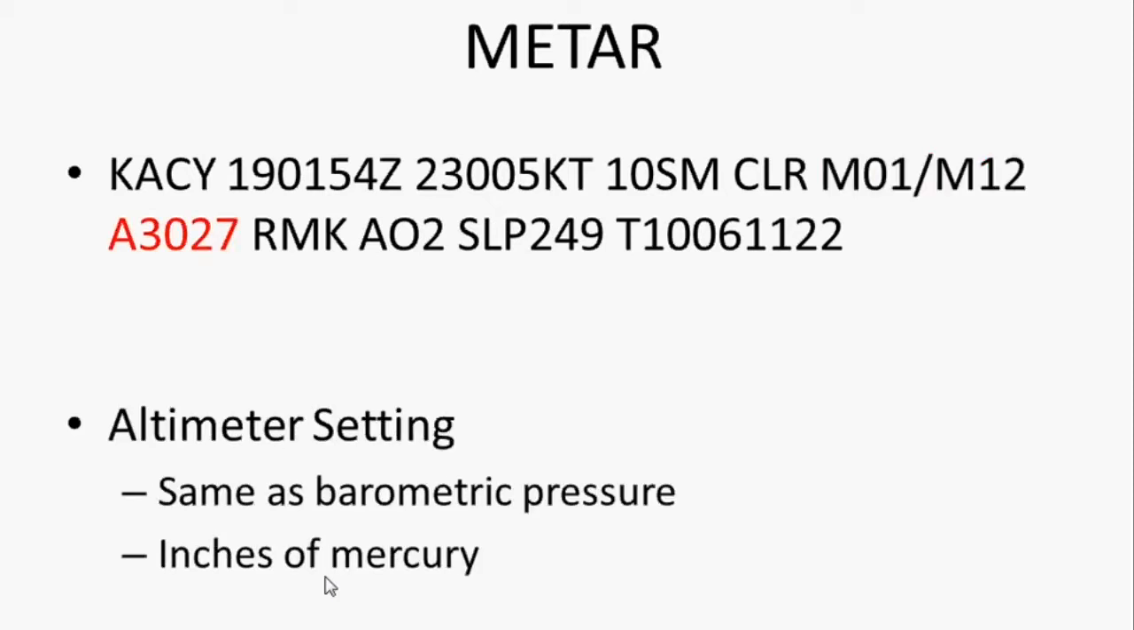Next block of information is the altimeter setting. This is the same as the barometric pressure in inches of mercury. Now, the first letter A indicates it's an altimeter setting, and then we have 3027. You will always place a decimal point in the middle of that value. So this is 30.27 inches of mercury, or the altimeter setting, as we'll say in pilot speak, is 3027.